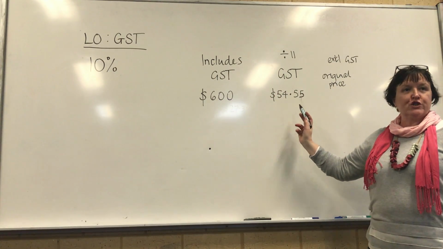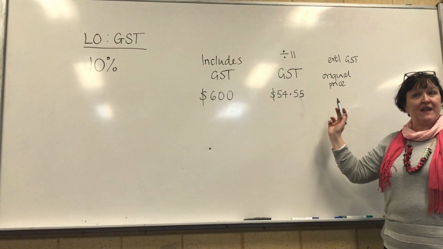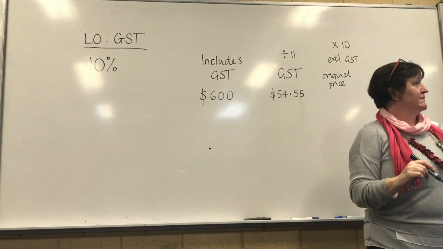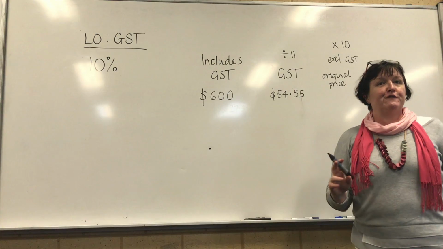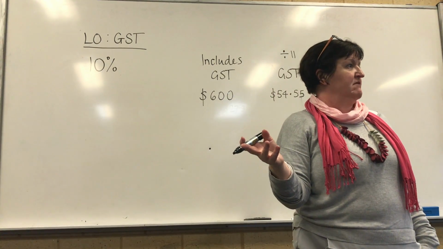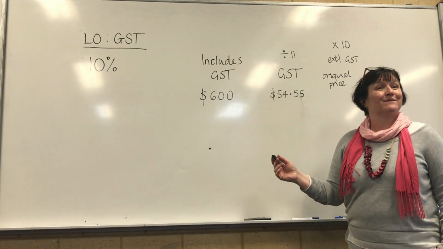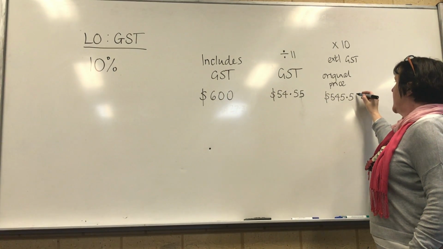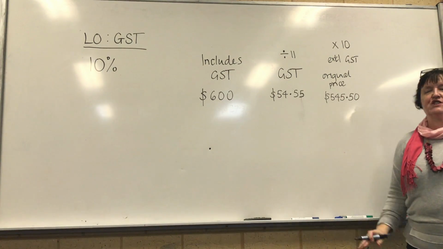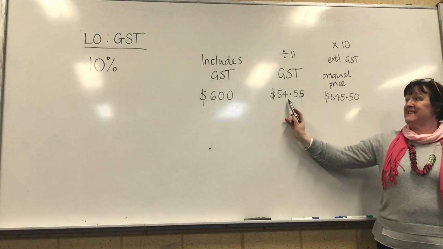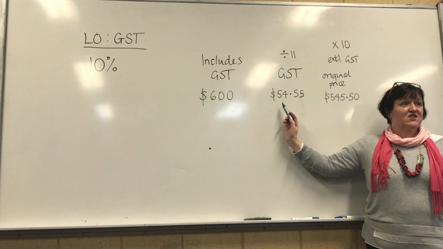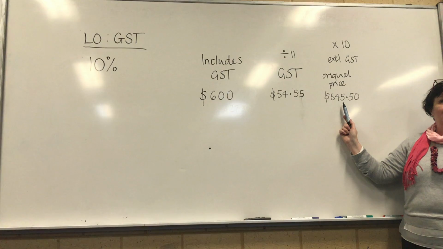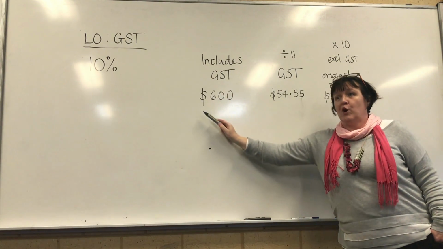if you then want to find out what the price is without the GST, you multiply that price by 10. So what is 54.55 multiplied by 10? 545.5. 545.50. Obviously, because you have to have the 2. Now you can see that that isn't 10%, is it? It's not 10%. But if that's the original price and you find 10% of that and add it on, it's going to give you that one.